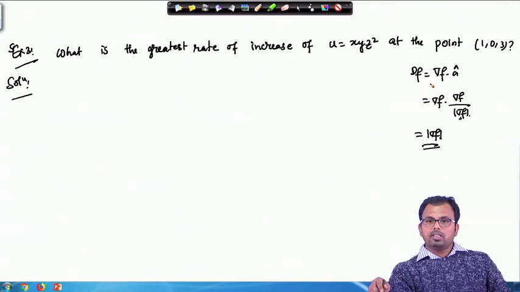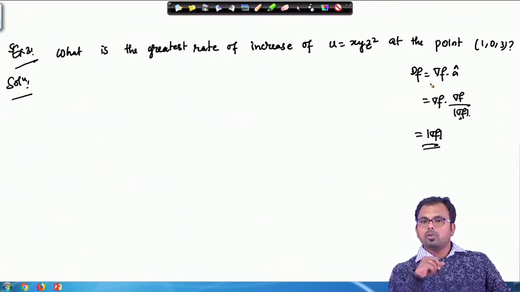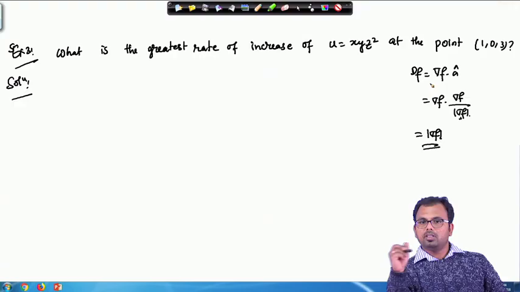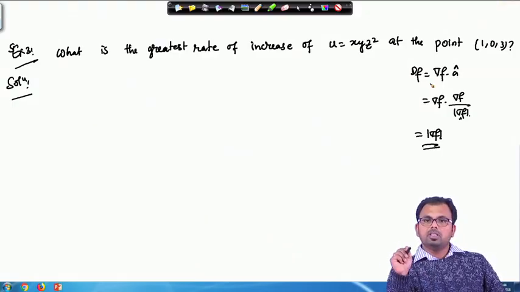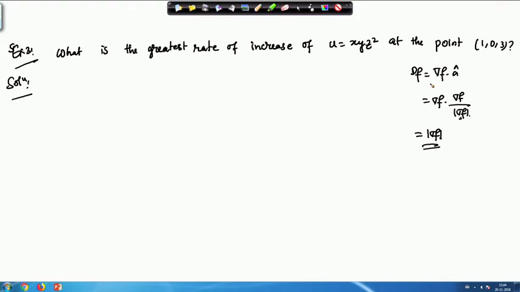This is a very vital result: the direction of maximum rate of change is the direction of the gradient of f. Along it the function attains the greatest rate of change, and the directional derivative along the direction of maximum rate of change is given by mod of gradient of f. All right.